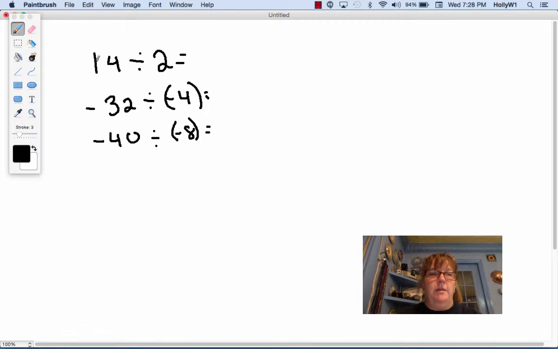Okay, welcome back. So 14 divided by 2, they're both positives, so we know that the result is positive, and this is 7. Division doesn't change that much since elementary school. Negative 32 divided by negative 4 is a positive 8 because it's a negative divided by a negative. Negative 40 divided by negative 8 is 5, and it's positive because it's a negative divided by a negative.